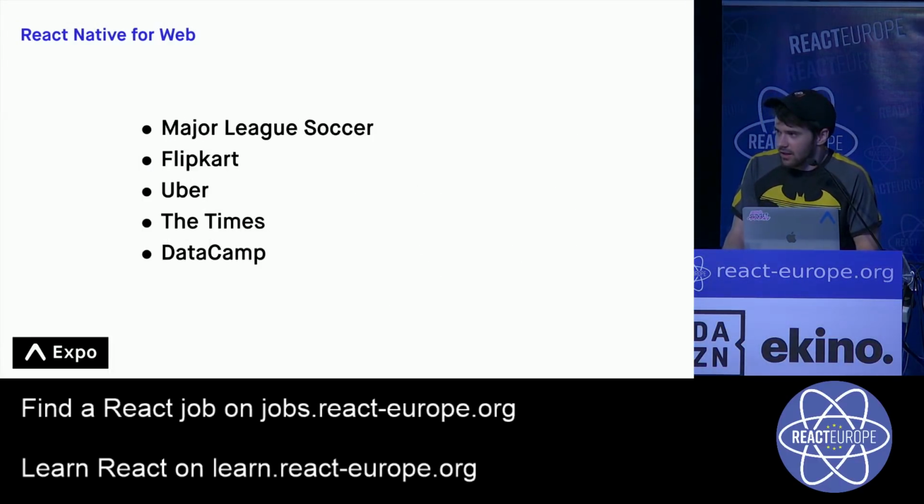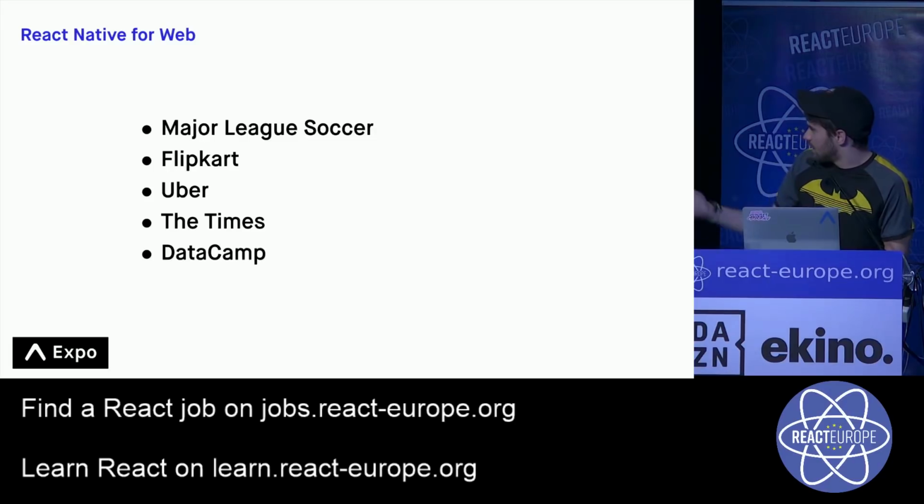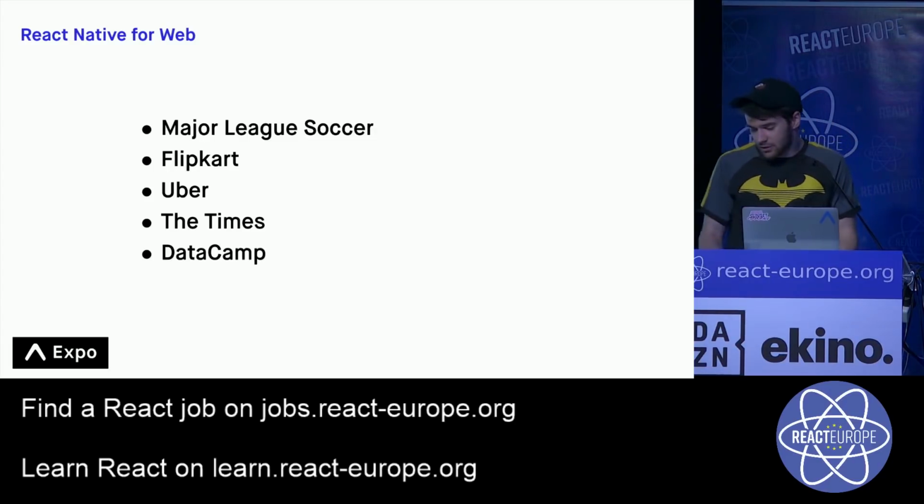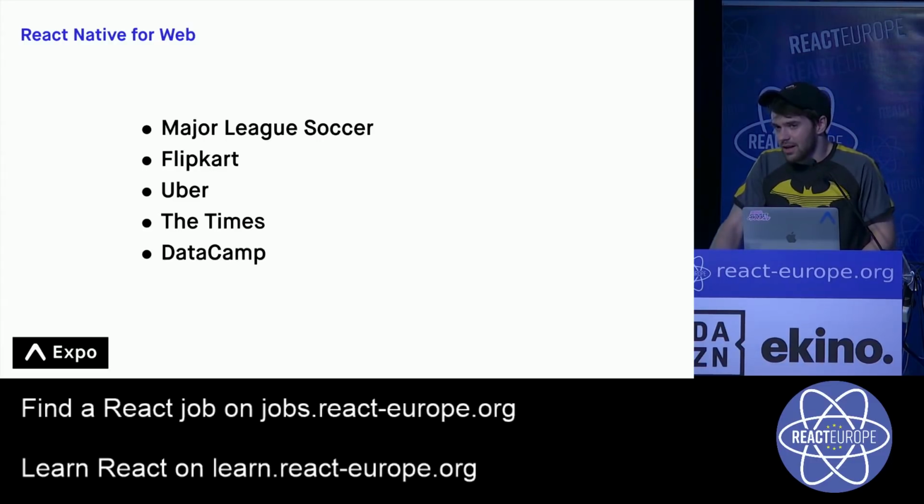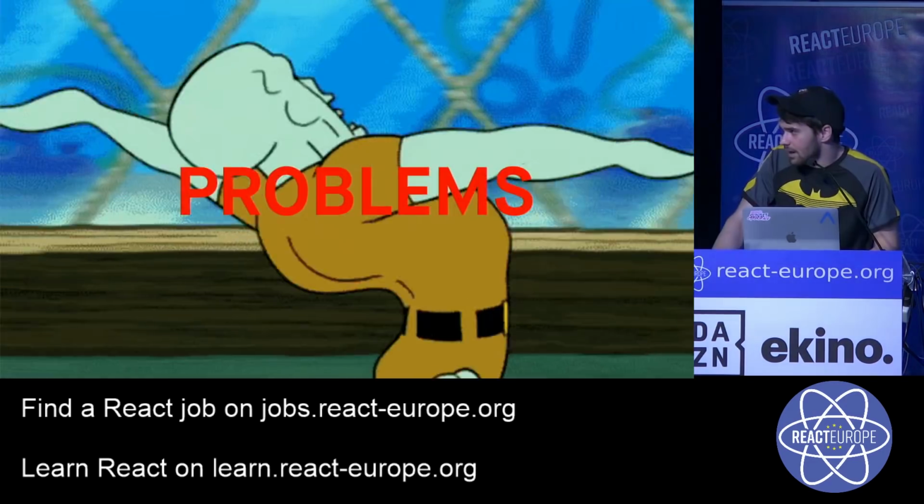And a lot of really cool companies are using React Native for Web. So like Major League Soccer, Flipkart, Uber, The Times. I'm going to read the last one there too. DataCamp. They all use React Native for Web in some capacity in their website, their PWA, their desktop PWA. So it's a very proven technology, and a lot of people seem to love it and really enjoy working with it. So we can go right from that into the problems with it.